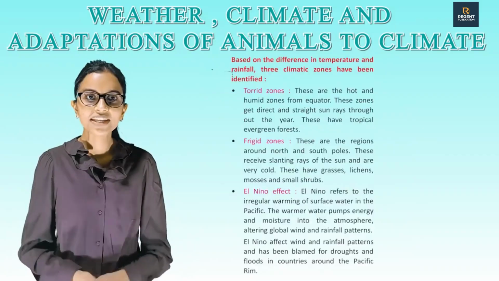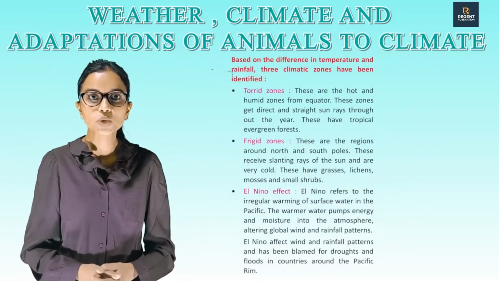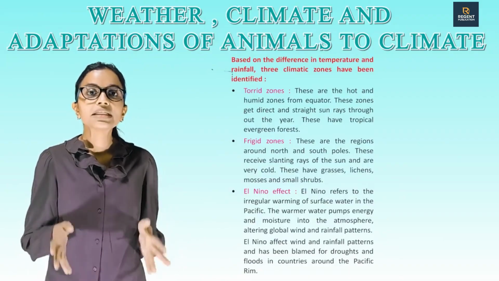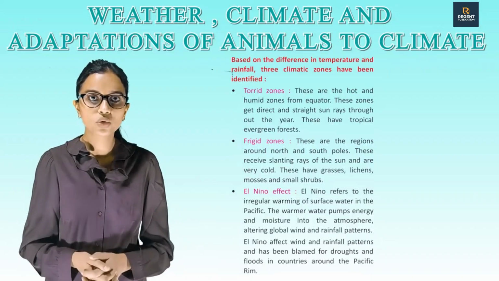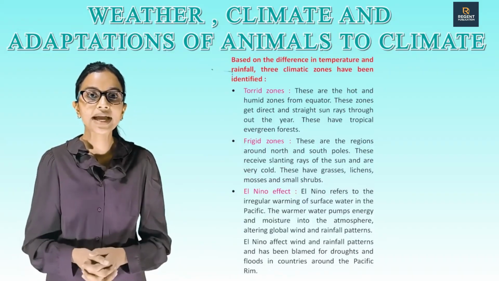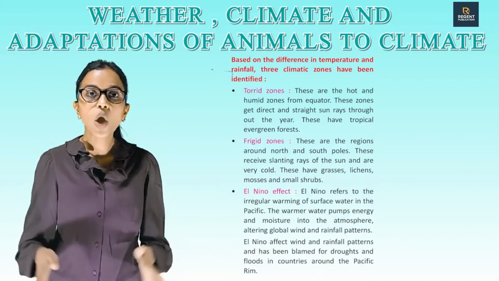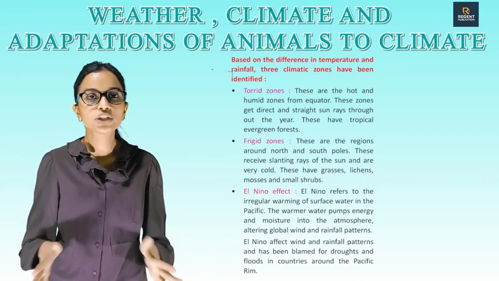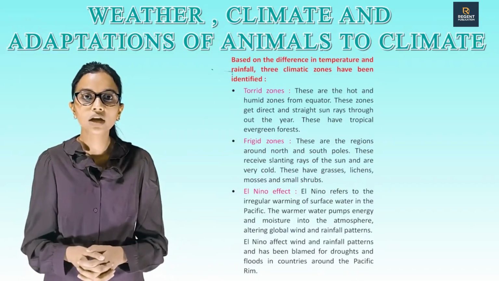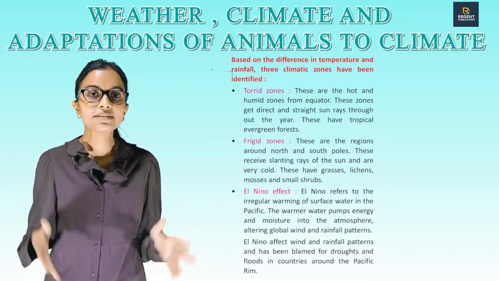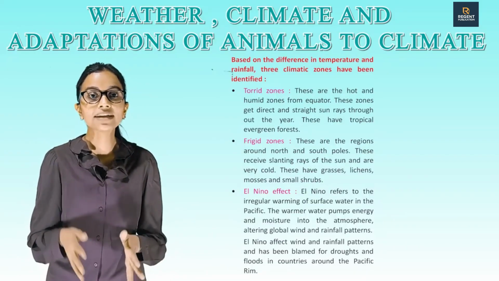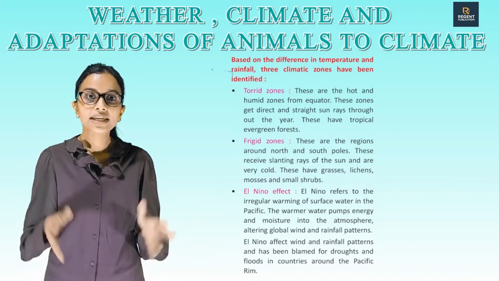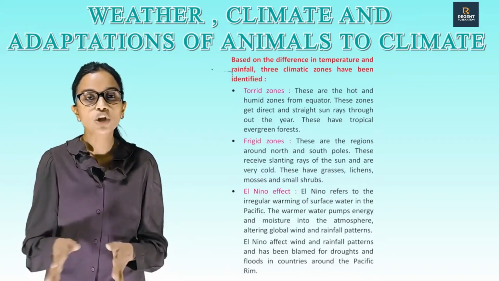Based on the difference in temperature and rainfall, three climatic zones have been identified. Torrid zone. These are the hot and humid zones near the equator. These zones get direct and straight sun rays. Throughout the year, these have tropical evergreen forest. Frigid zone. These are the regions around the north and south poles. These receive slanting rays of the sun and are very cold. These have grasses, lichens, mosses, and small shrubs.